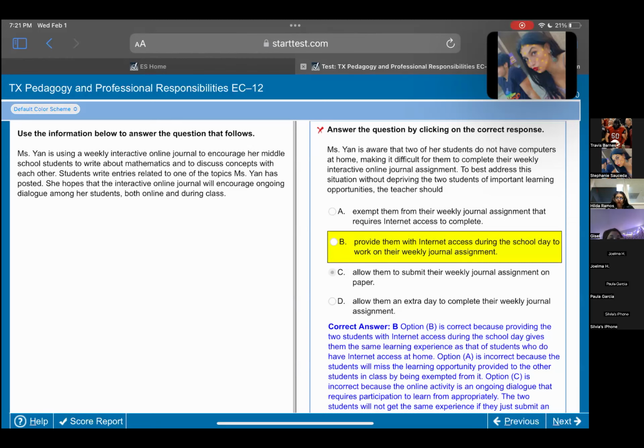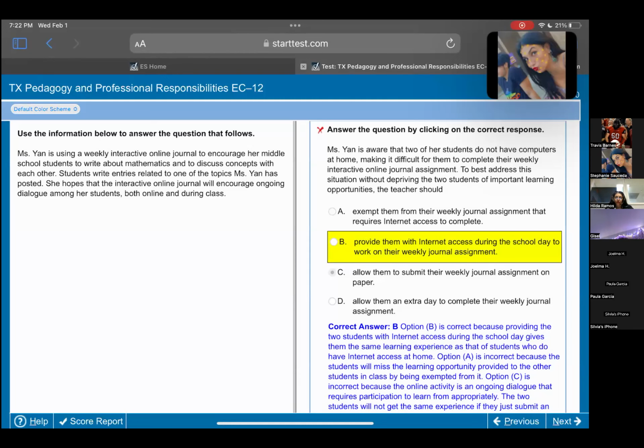I would say no. Without depriving the two students of important learning opportunities, you shouldn't do B and you should do C. But if it's unimpeded and they have extra time and you allow them to work during the school day, you can do that, but you certainly wouldn't want to impede or deprive them of learning opportunities so that they could catch up with something at home. You put C, and C is a reasonable answer.